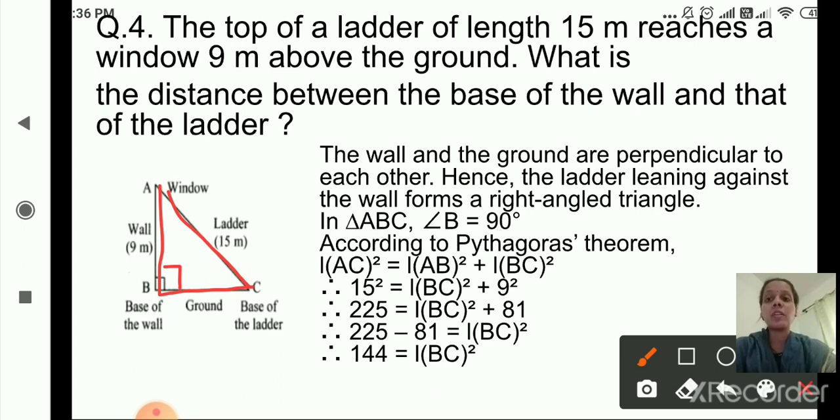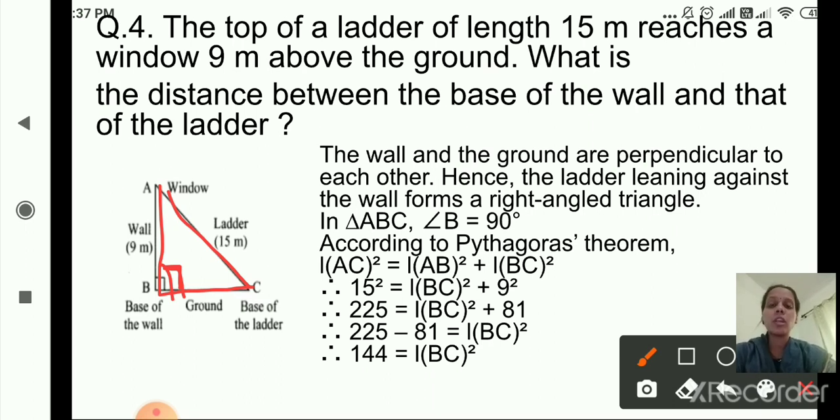Now in right angle triangle ABC, measure of angle B is 90 degrees. Then according to Pythagoras theorem, what is the Pythagoras theorem? Hypotenuse square is equal to the sum of the squares of the other two sides, right?